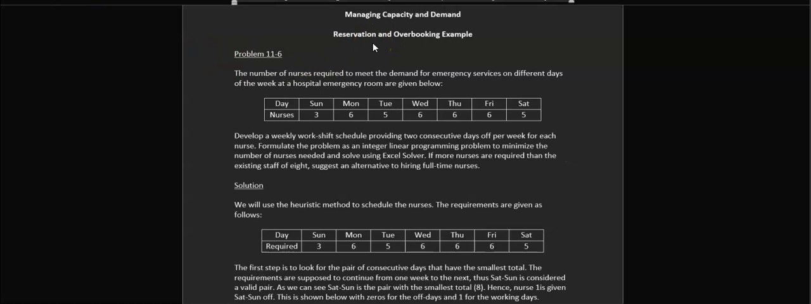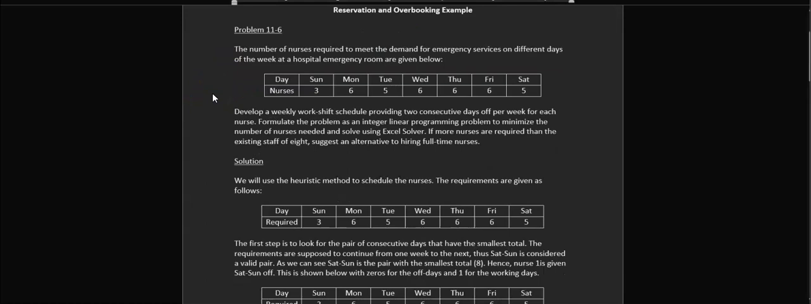Okay, now that I'm done going off on that tangent of risk management and net factored risk, we will go to problem 11.6, reservation and overbooking example. This is actually not a reservation overbooking example. This is how many nurses you would schedule each day of a week in order to cover the demand. So this is more of a demand scheduling example. So problem 11.6. The hospital data shows that this is how many nurses are needed to cover each day of the week based on statistical demand.